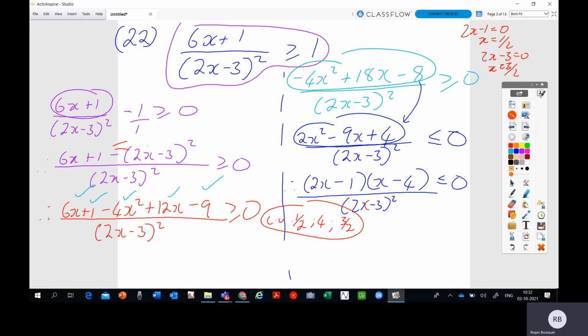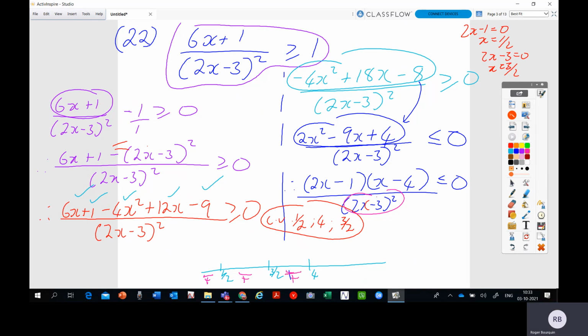Okay, you've got to put those in the right order on the number line. So if I have my number line, a half is the smallest, 3 over 2 is the next one, and I've got 4. Now be careful, because this 2x minus 3 squared makes life a bit interesting, because the key idea is if you square anything, it's going to be positive. So at the bottom, if I look at my individual terms, everything's going to be positive.